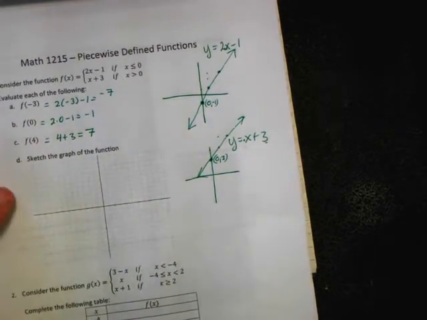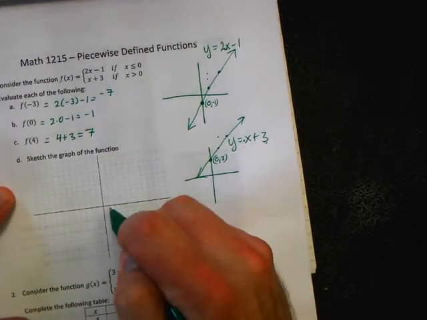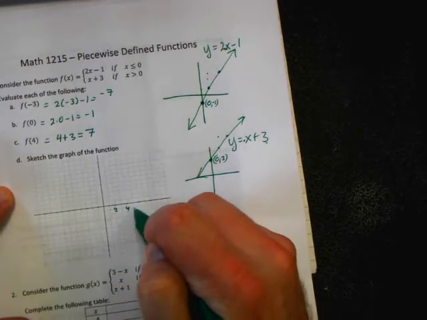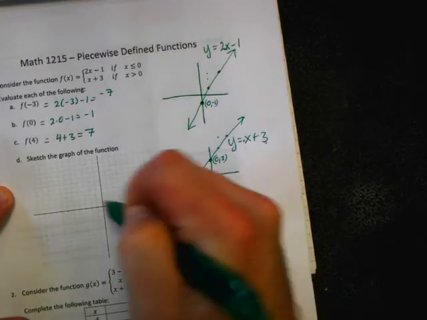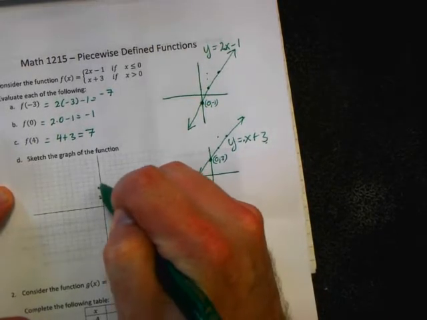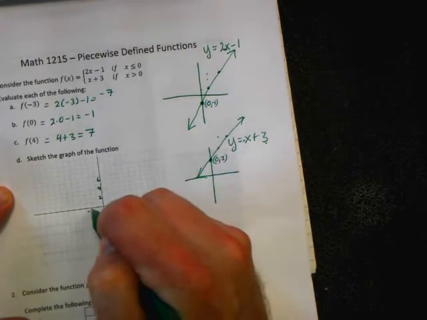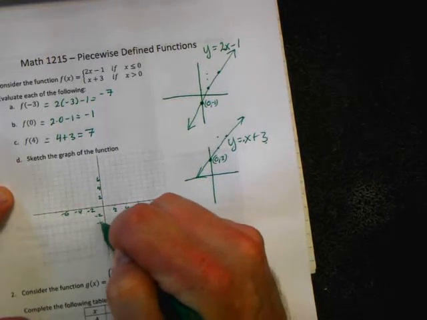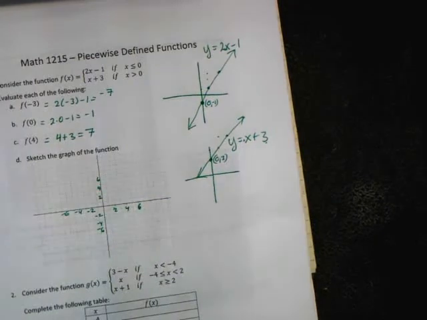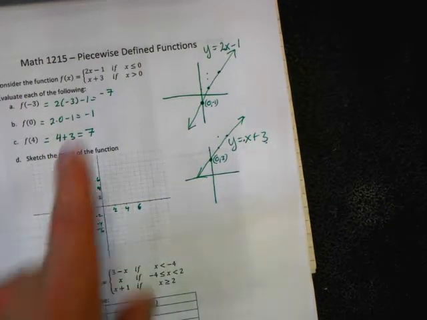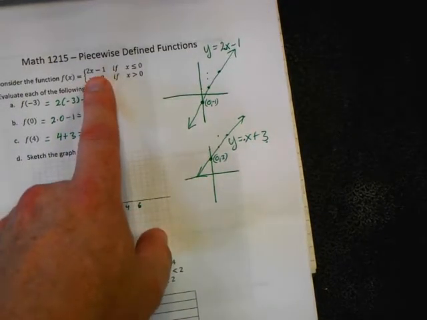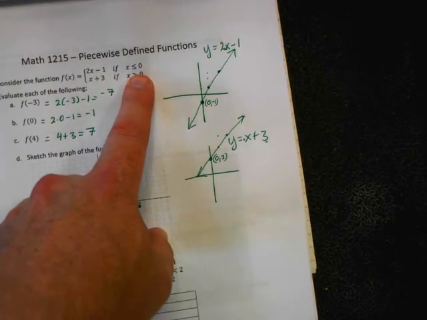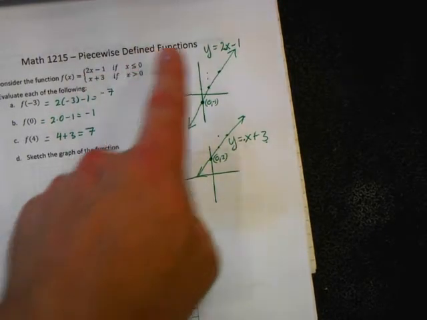All right, so I'm going to label my axes. I'm going to go by 1, so 1, 2, 3, 4, 5, 6. And then here we'll go 2, 4, 6, negative 2, negative 4, negative 6, and negative 2, negative 4, negative 6. Okay, so now I want to graph this function. I want to graph 2x minus 1, but I only want the part where x is less than or equal to 0.